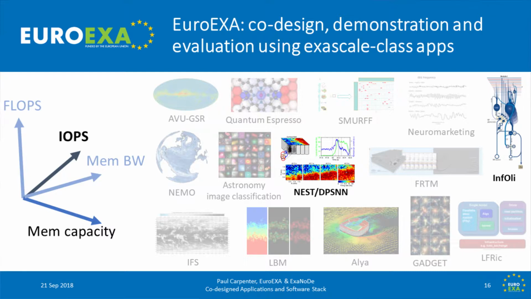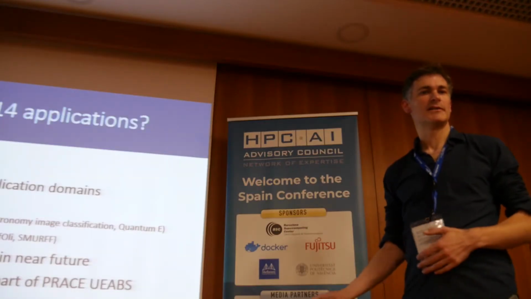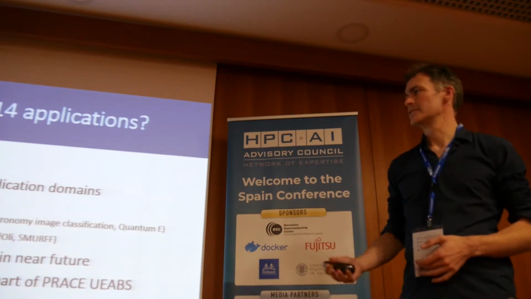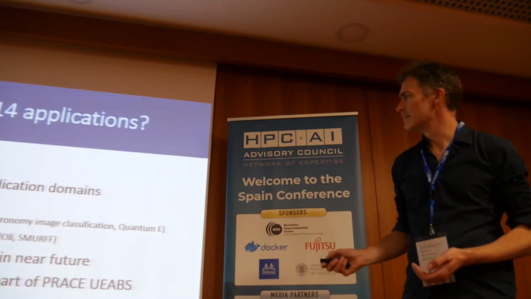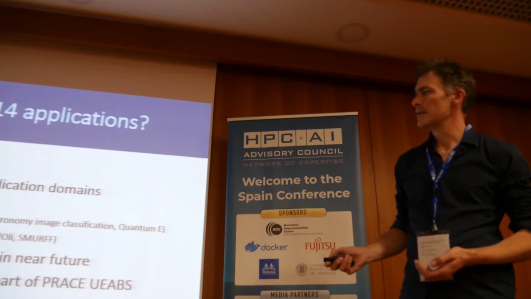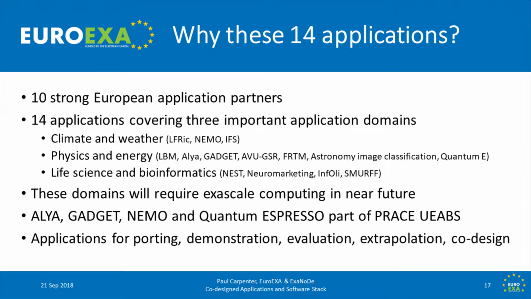And then why these 14 applications? Well, partly it's not just the applications, but it's the partners that we bring in. And here I think we've got 10 very strong European partners by bringing these applications. We cover 3 important application domains: climate and weather, physics, energy, life science and bioinformatics. These seem to be domains that will require exascale style computing in the future. We also got some applications that were part of the Price UEAB suite. So these are applications that are used by the large supercomputing centers in their procurement process.